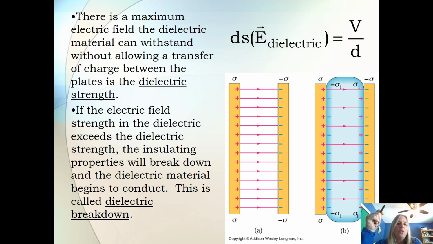So dielectrics are pretty cool. They're pretty useful, but even they have their limits. All right, let's do some work with dielectrics.